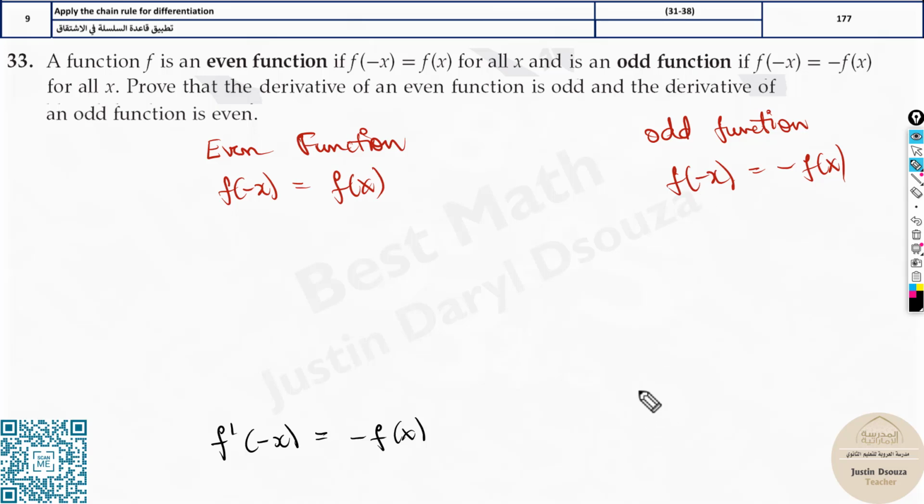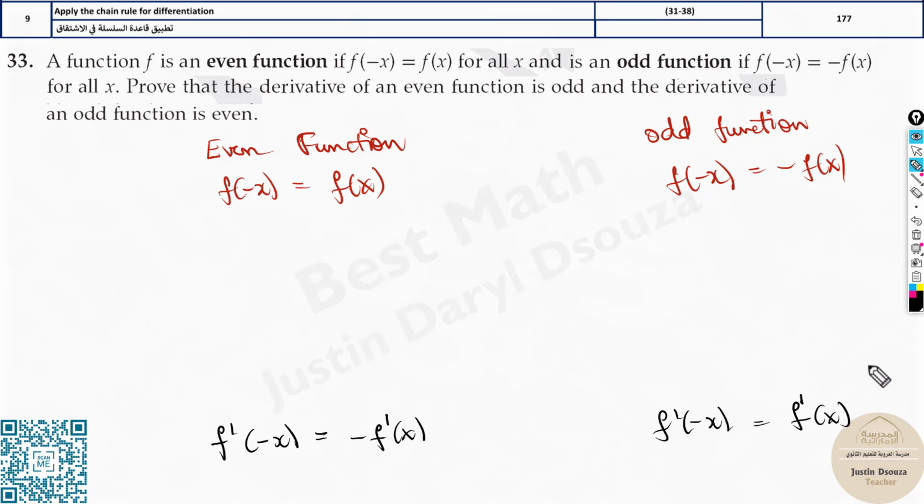Whereas if we derive the odd function, we must get an even function. That means the minus sign is dissolved. Okay? So this is the condition. Sorry, I missed one thing: derive both the sides. Now the derivative of an even function must be odd and the derivative of an odd function must be even. This is the condition they have specified to us.